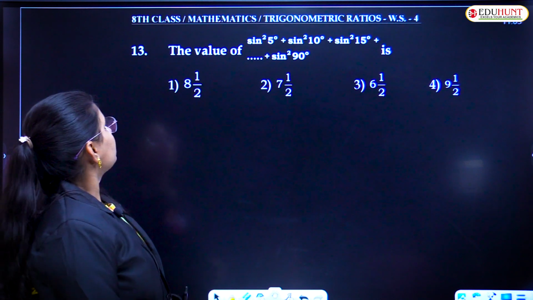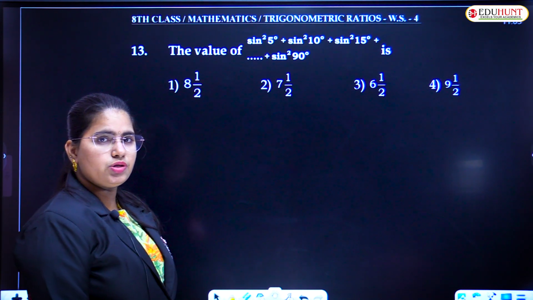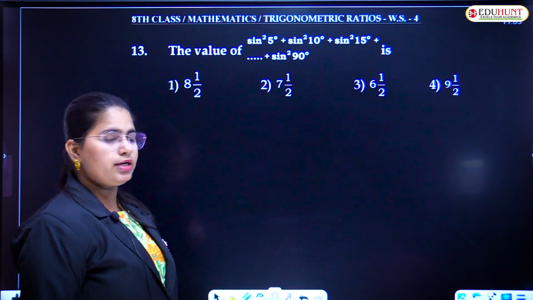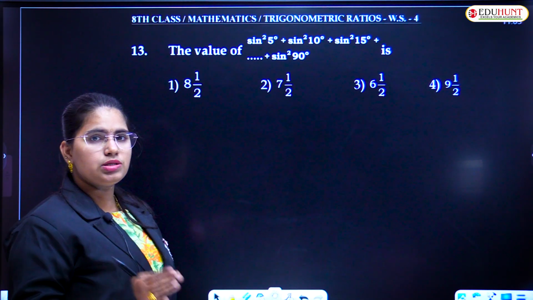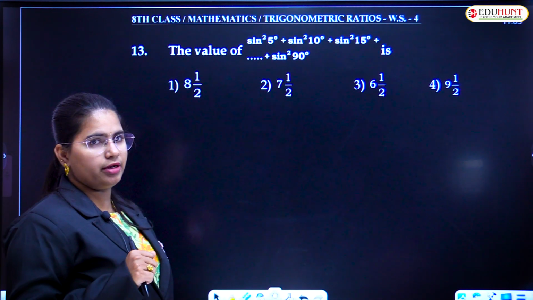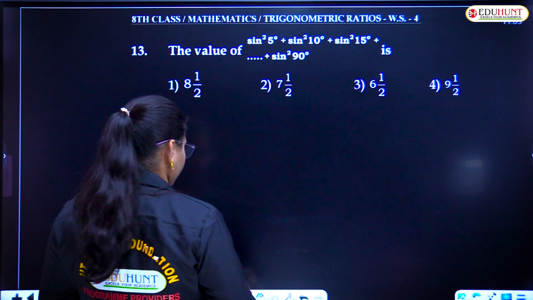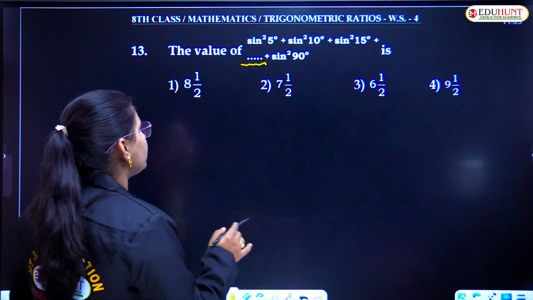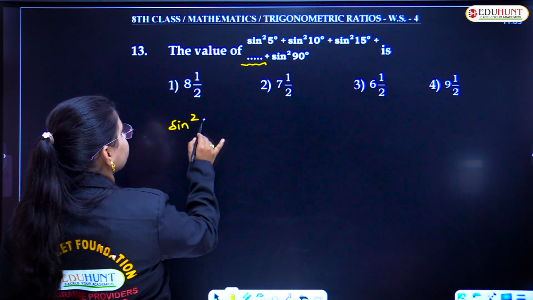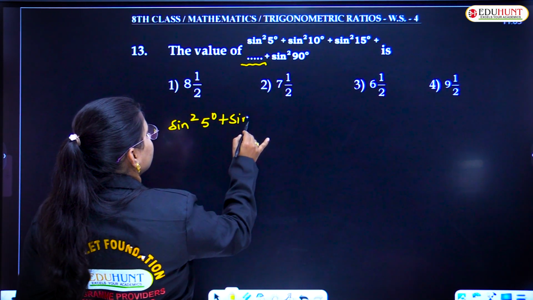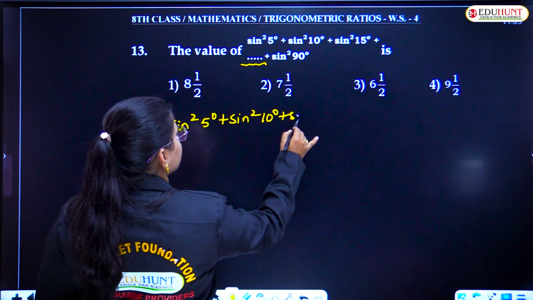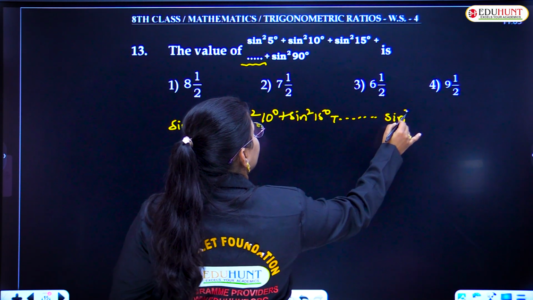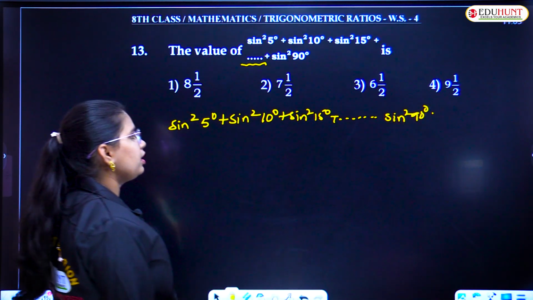Keep focused. Let's begin the 13th question. What is the 13th question? Read out. The value of sine square 5 degree plus sine square 10 degree plus sine square 15 degree and so on up to sine square 90 degree. So in the middle of this you have a lot of terms.